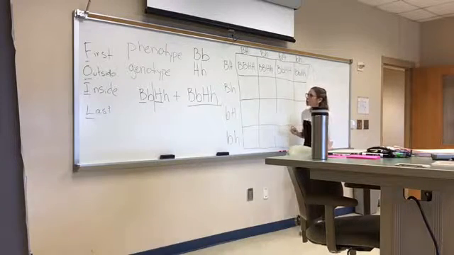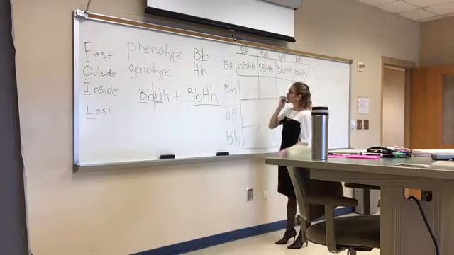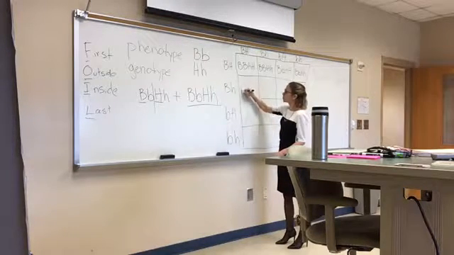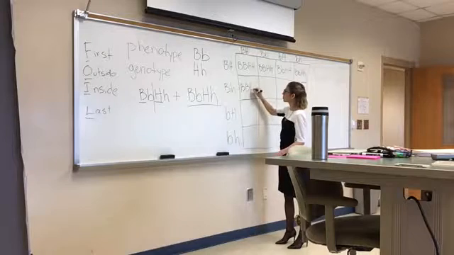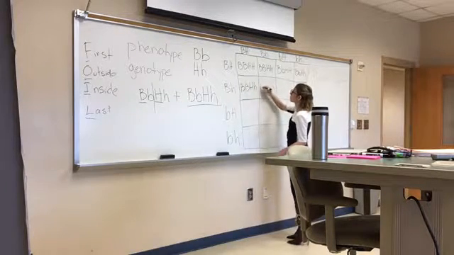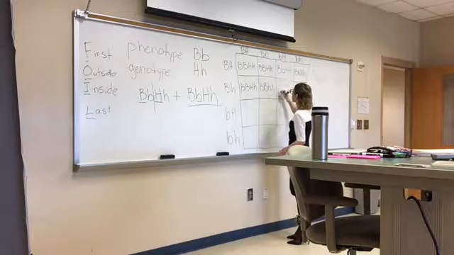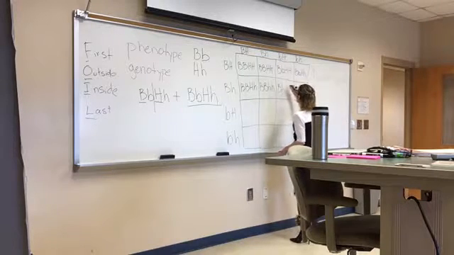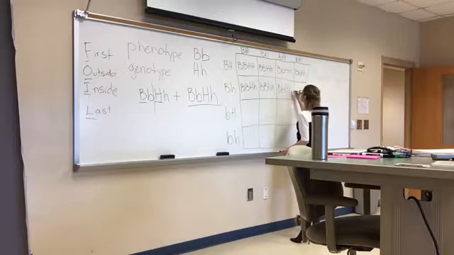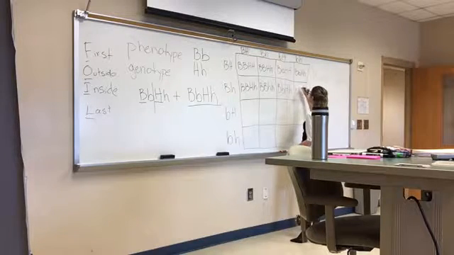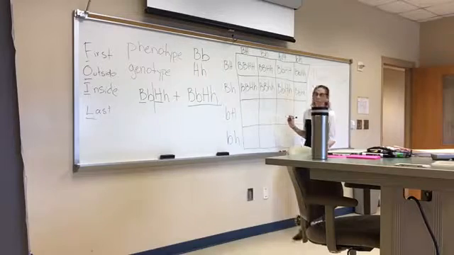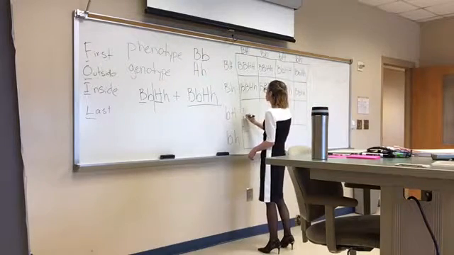H and B, if you're not careful, can get complicated. Okay, what's this one? Two big B's, big H, little H. You guys are getting this, right? Everybody with me so far? Yeah? Okay. We'll finish this up, and then we'll go through the pheno and genotypes for them.